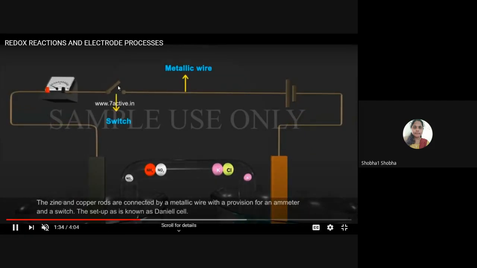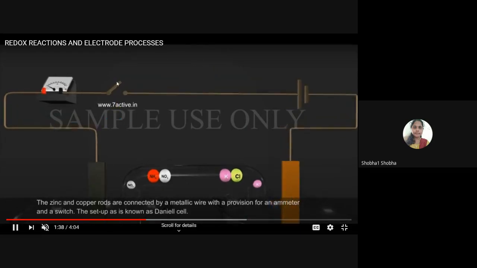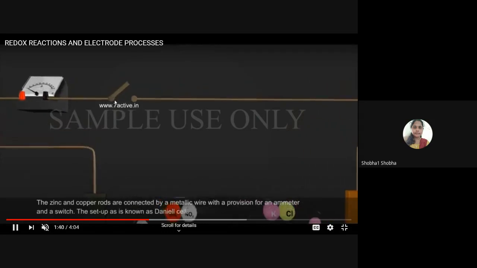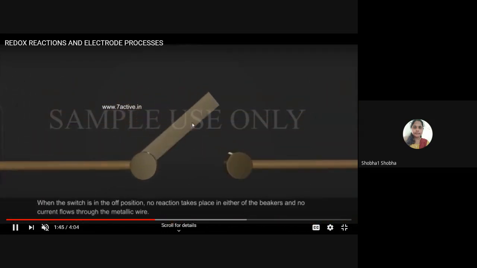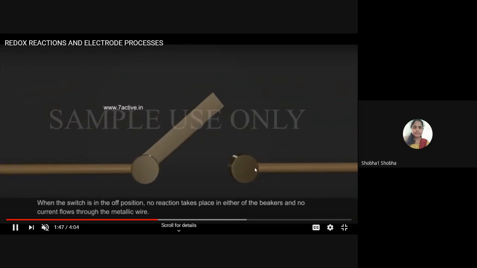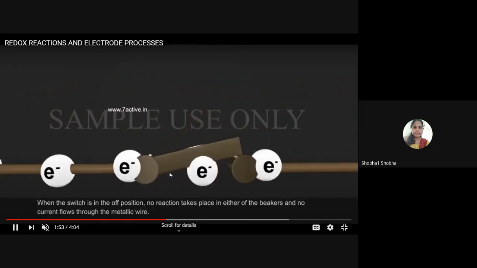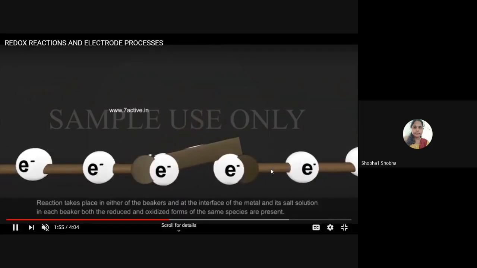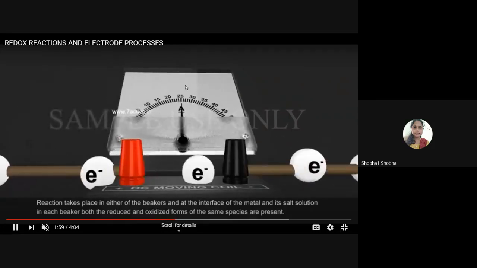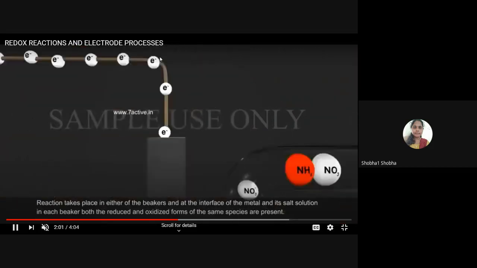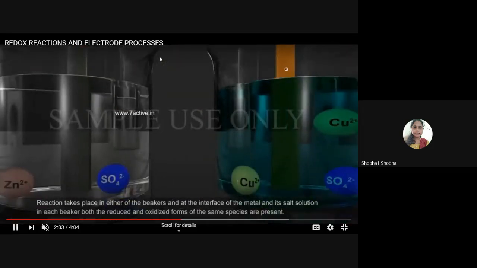Now this is the switch. If you switch on, the electron flow will continue. If you switch off, meaning the circuit is open, there is no connectivity and no electron flow. If you close it, that is on, then it will show the flow of electrons. See here, this is on. Electrons are moving from the zinc rod to the copper rod, and the galvanometer shows the indicator.